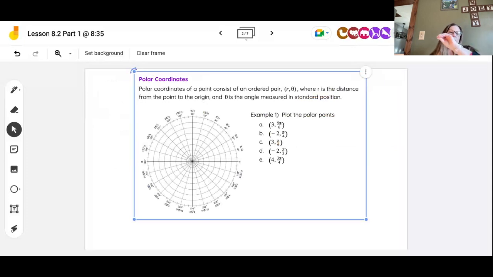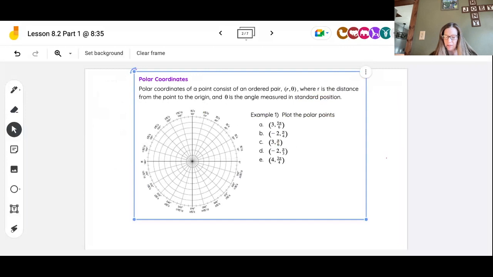Tells us how far out from the circle we need to go. And then theta tells us at what angle we need to place that specific point. And it doesn't matter which order you plot them, as long as you stay consistent. So our first point is 3 and then 5 pi over 6.